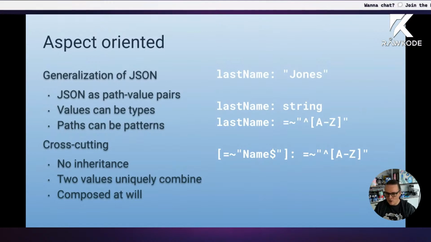So you have the path and a concrete value. I can say the last name is a string, which means it's of a certain type. I can also say it's of a certain subset of strings, namely any string that starts with a capital letter, which doesn't even work for my last name, but it's just an example. But what you can also say is that every field that ends with name, I wanted to start with a capital letter. So here you see a group of paths combined and assigned a single type.